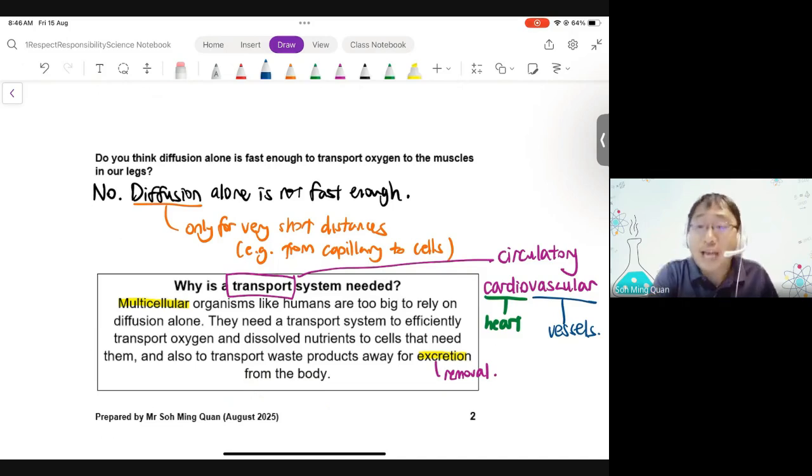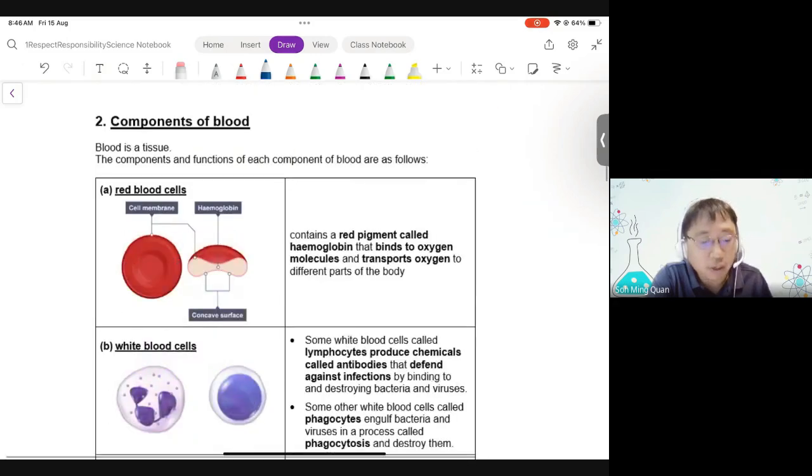Okay, so that is the idea why we need a transport system. You will need to know the reason, the rationale behind why a transport system is necessary and essential for humans. Okay, now not just humans, but any multicellular organism such as plants. Plants also have a very elaborate transport system, which we will learn about in the next part of the notes. Okay, now let's move on.